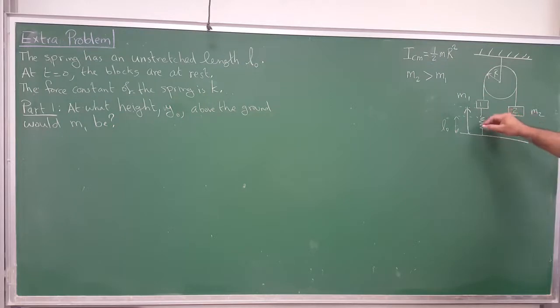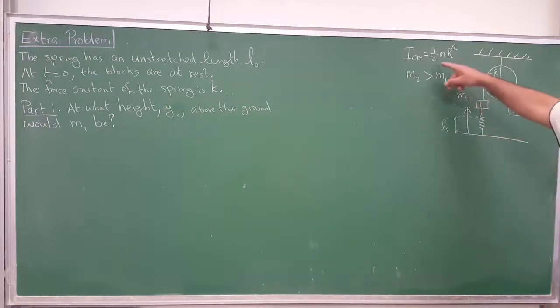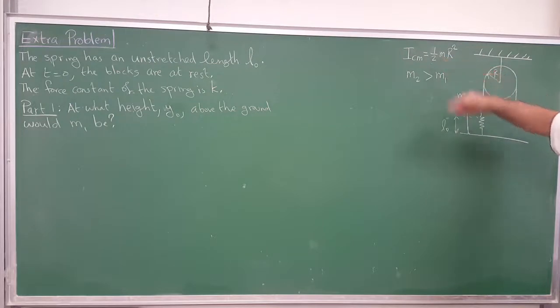And the question is, how high above the ground, Y0, will mass M1 be? The pulley is ideal, and the moment of inertia about the center of mass is 1/2 the mass of the pulley, r squared. The mass of the pulley is just symbolized by little m. This mass is M2 and this one is M1. And how high above the ground will it be?